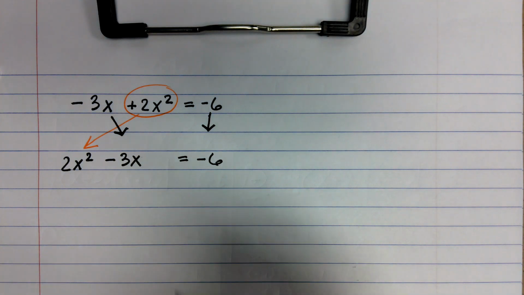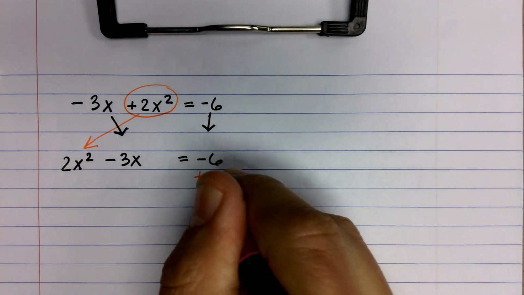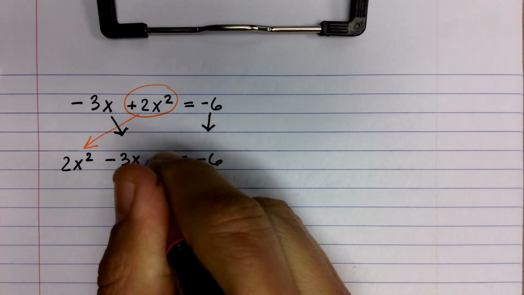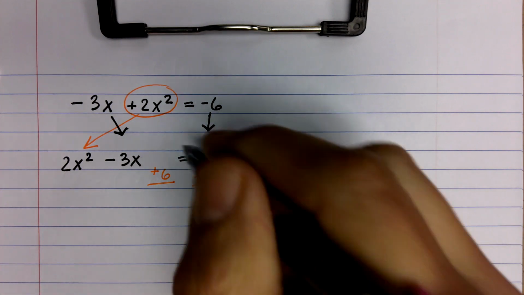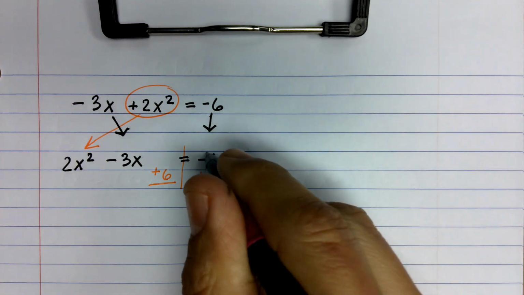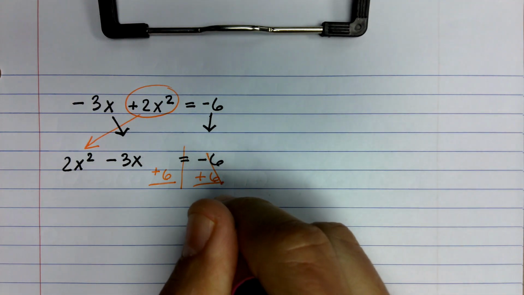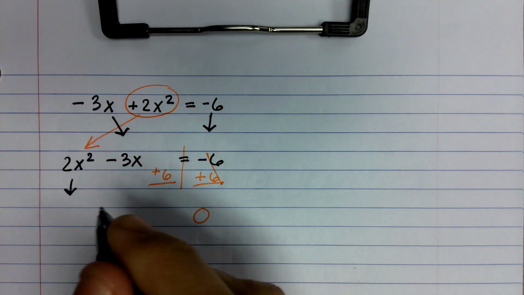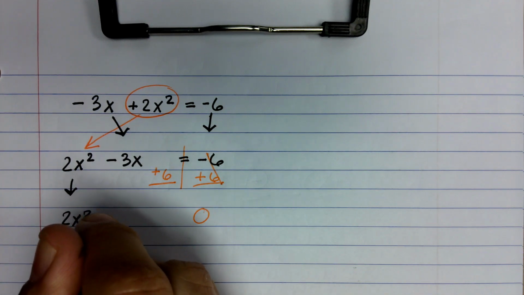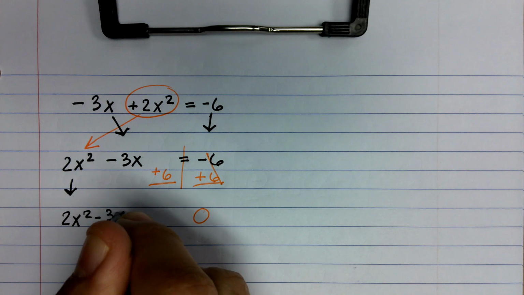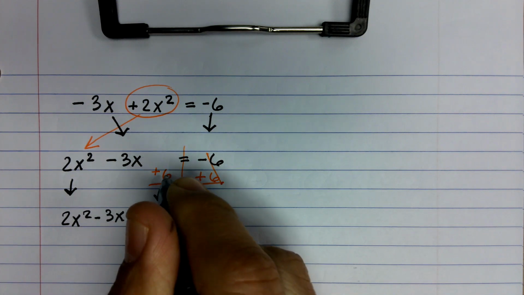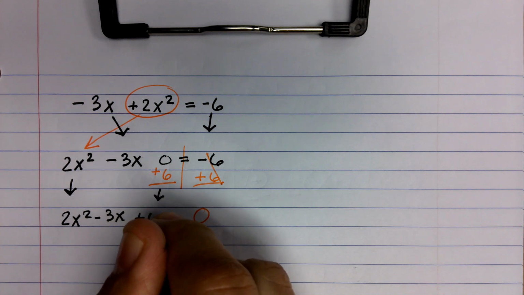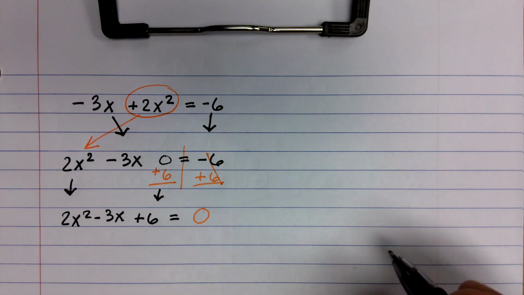In order for me to solve this, I need to take this 6 and add it to both sides so I can move it over to the left side of the equation, right? That way it cancels over here. That becomes 0. And now on the left, if I rewrite the whole thing, I end up with 2x squared minus 3x, and this is going to be basically 0, right, plus 6. So plus 6 equals 0.